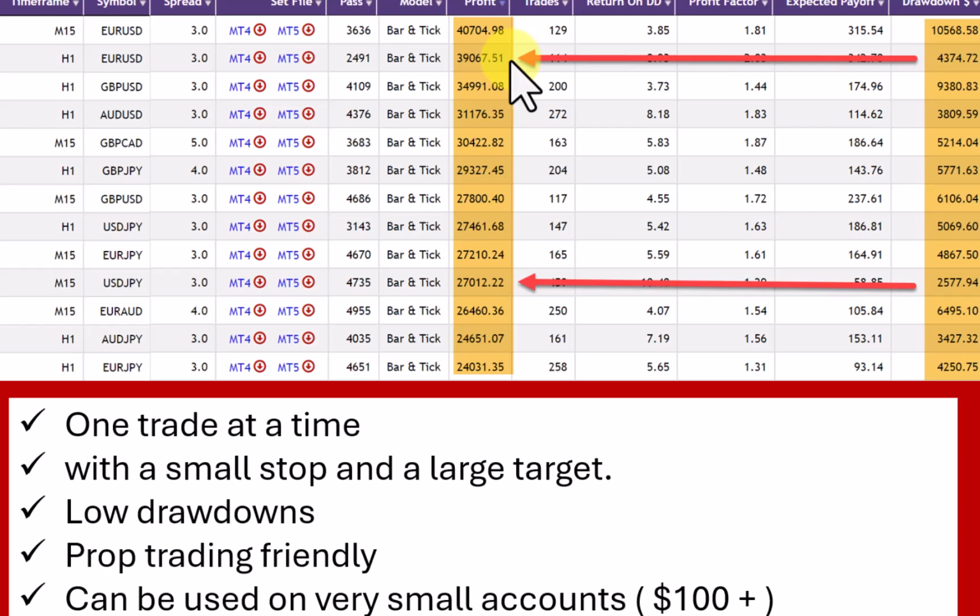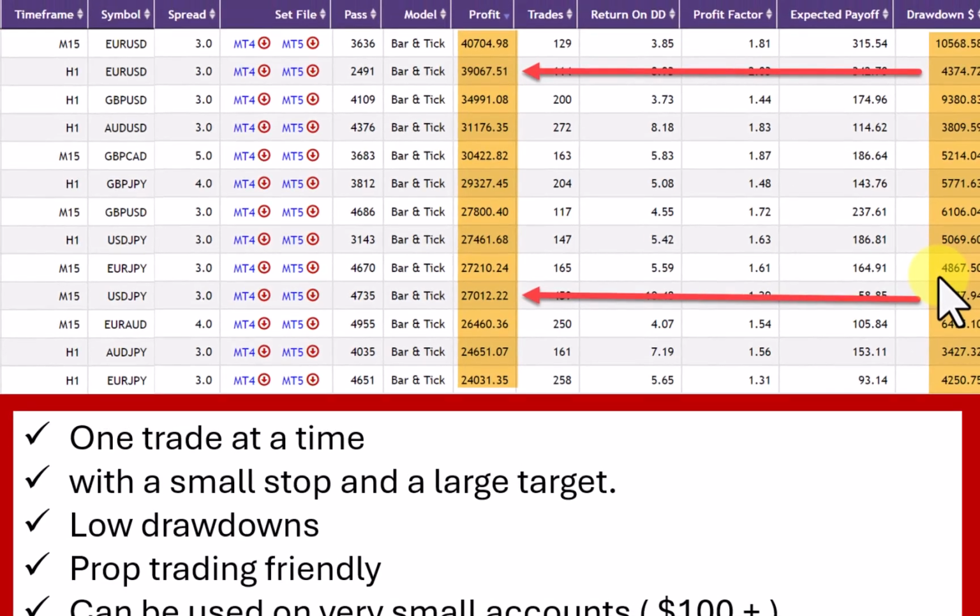$39,000 produced, but the drawdown was only $4,000. Here's one, 27,000 produced, the drawdown was 2,500. Unbelievably good risk to reward ratio has been generated by this technique. As you've seen previously, it is a very reliable technique. Also, it gives you great return on risk ratios because you're using a small stop and a large target.